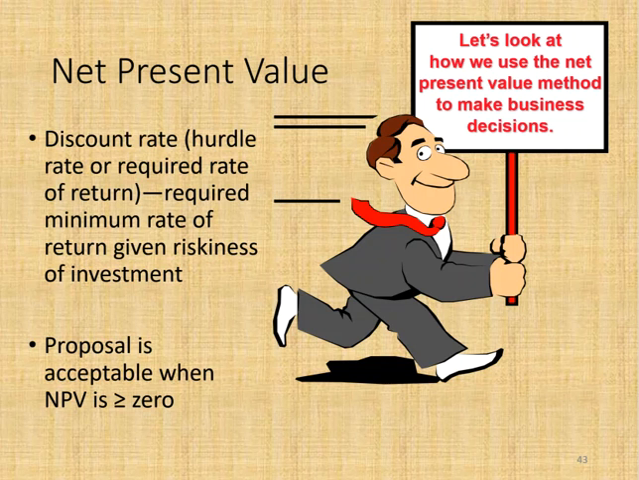The discount rate is also known as what's called the hurdle rate, or the required rate of return. So it is the minimum rate of return for the proposal to be accepted. Now, the rule of thumb here is if the NPV, the net present value, is greater than or equal to 0, then we would accept a proposal.